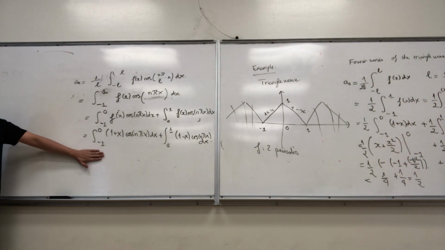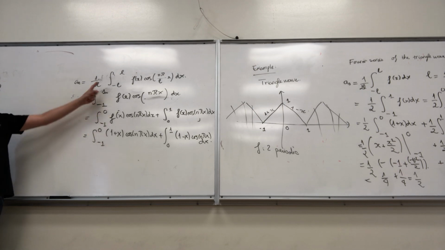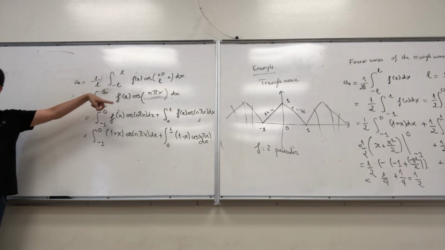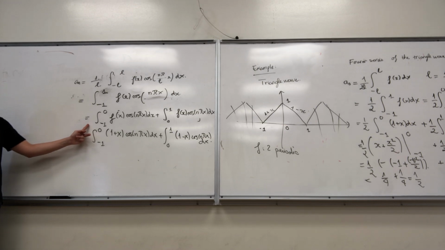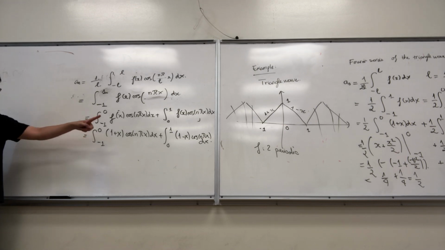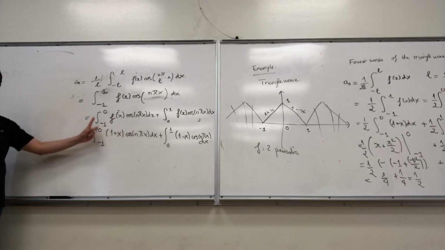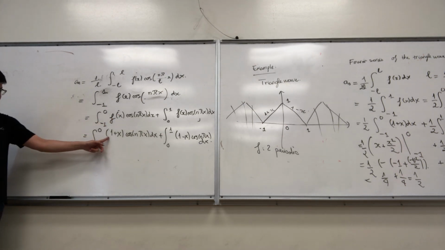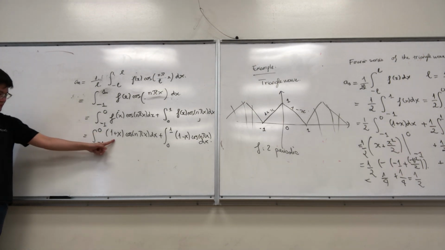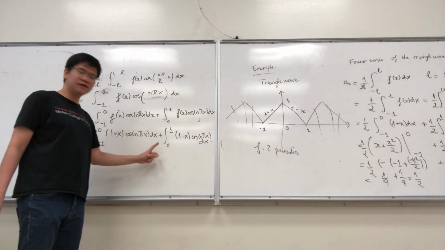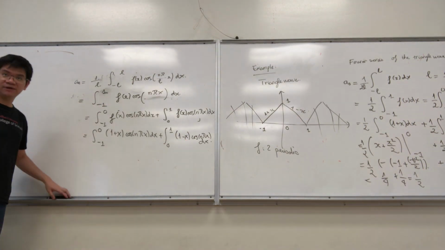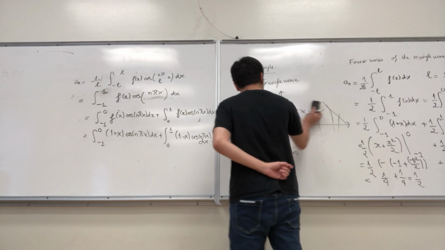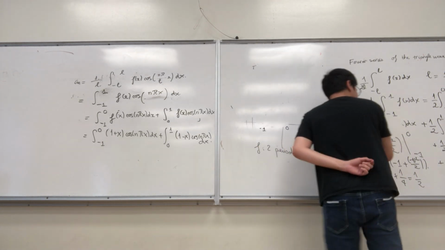So to compute AN, again, you're going to use the formula. The formula is 1/L, integral from minus L to L of f(x) cosinus n pi x over L. L is 1. And now, because the function is different in 2 intervals, minus 1 to 0 and 0 to 1, you have to split this again into 2 intervals. The first one is the integral from minus 1 to 0 of 1 plus x cosinus n pi x dx. And the second one is the integral from 0 to 1 of 1 minus x cosinus n pi x dx. Right? Now let us try to compute the first interval.